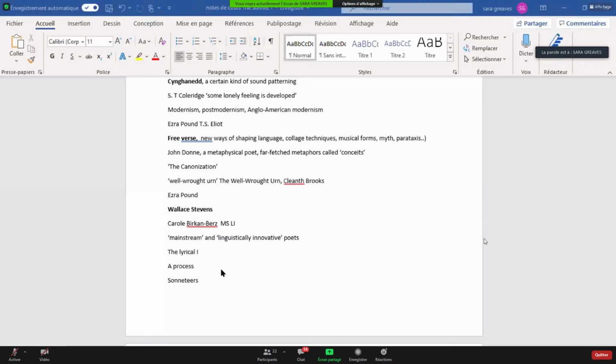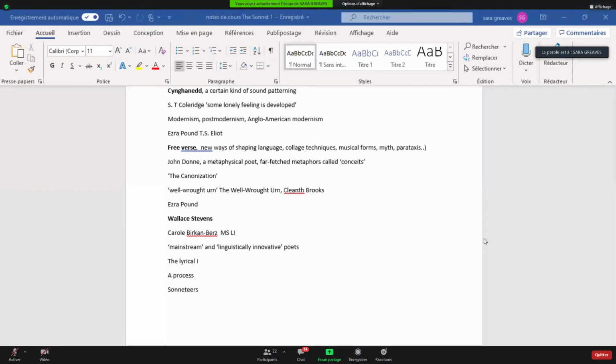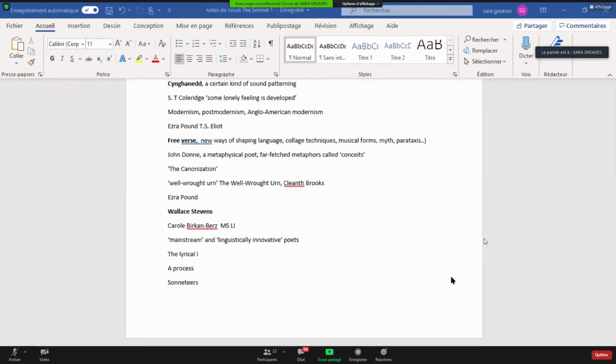Two last points, now that I've finished with my introduction. Despite the many reasons for not writing sonnets today, sonneteers are nevertheless to be found among mainstream and linguistically innovative poets. Both groups reinvent and revitalize the form, and continue to do so. So that's the first point.